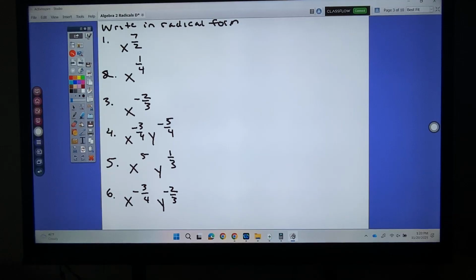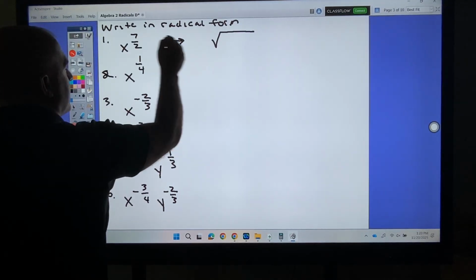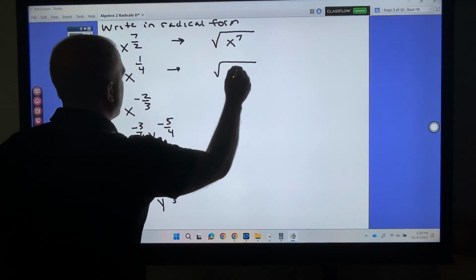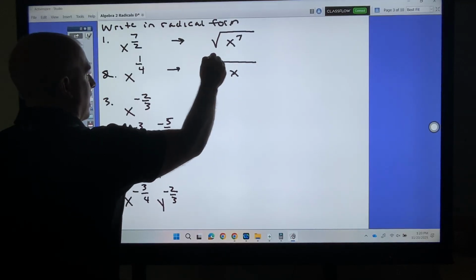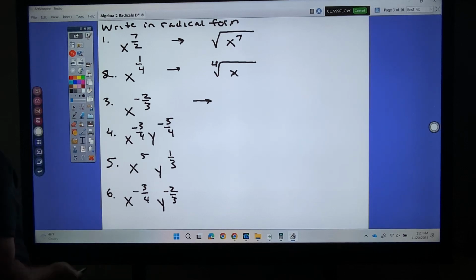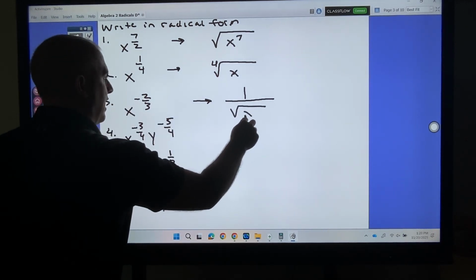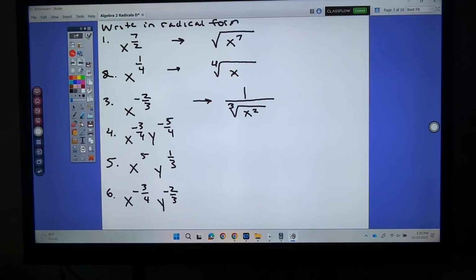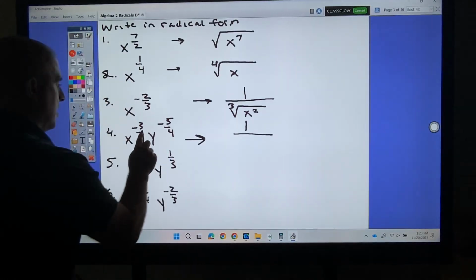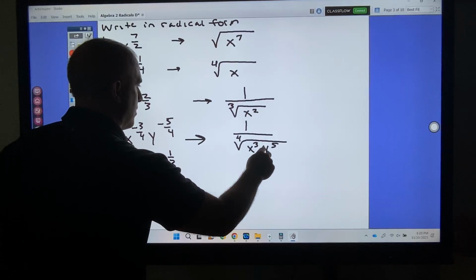Now we're going to go the other way. We're going to write this in radical form. So basically, the idea is the exponent inside is 7, and that's a square root. This one, the exponent inside is 1, okay, but that's a 4th root. This, all right, so what this would look like, because it's negative, it would be underneath, okay? It is x squared with a cube root, okay? This right here, okay, would be underneath, okay? This would be 4th root of x cubed and y to the 5th, okay?